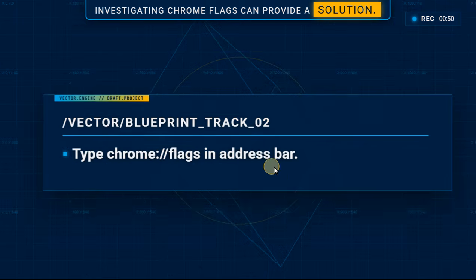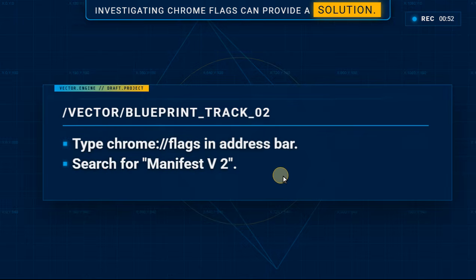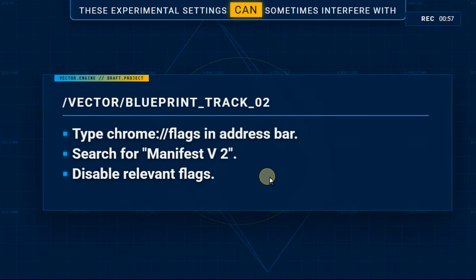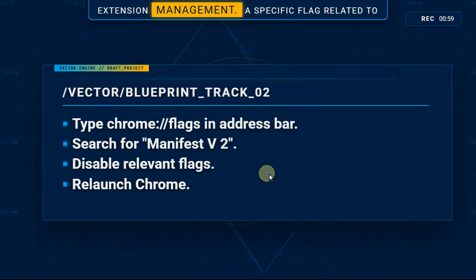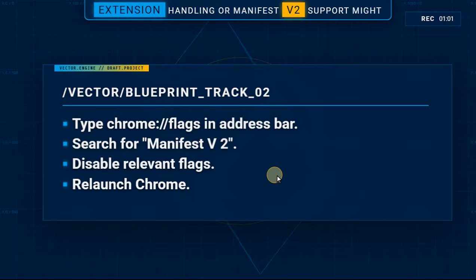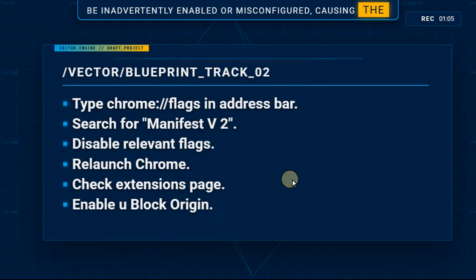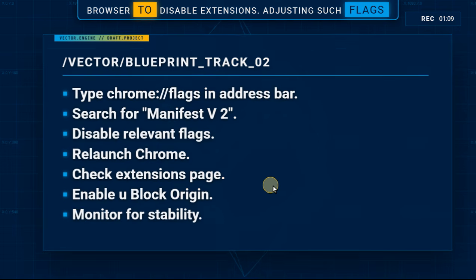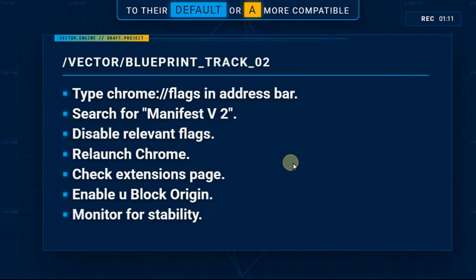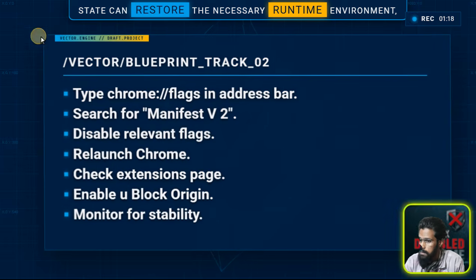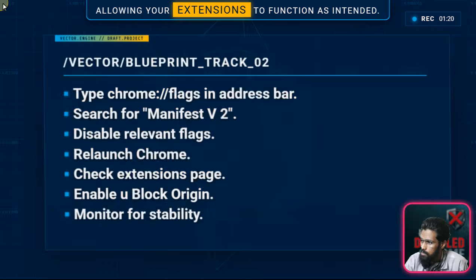Next, investigating Chrome flags can provide a solution. These experimental settings can sometimes interfere with extension management. A specific flag related to extension handling or Manifest v2 support might be inadvertently enabled or misconfigured, causing the browser to disable extensions. Adjusting such flags to their default or a more compatible state can restore the necessary runtime environment, allowing your extensions to function as intended.